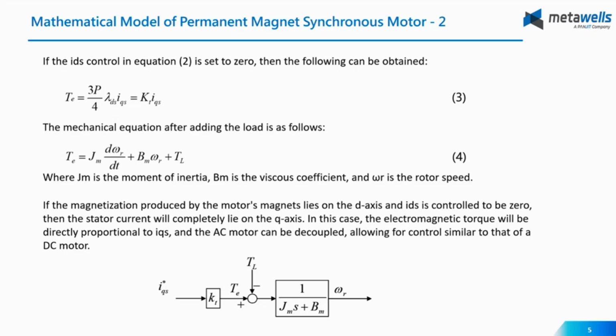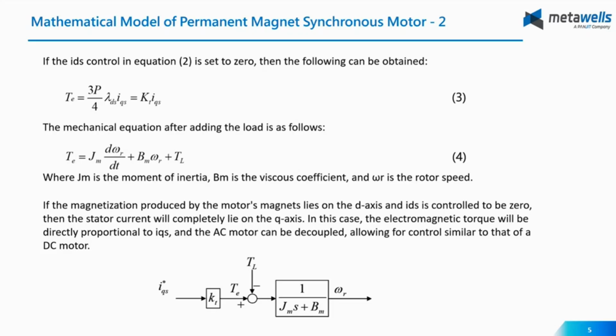Equation 4 shows the mechanical equation of the motor after the load is applied. Here I describe this equation. T is torque, and Jm is the motor's moment of inertia. Bm is the damping or friction coefficient. TL is the external load torque, and omega r is the rotor speed.